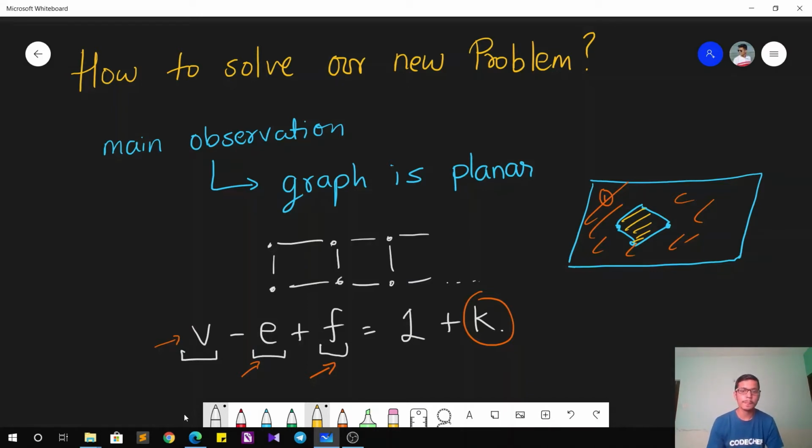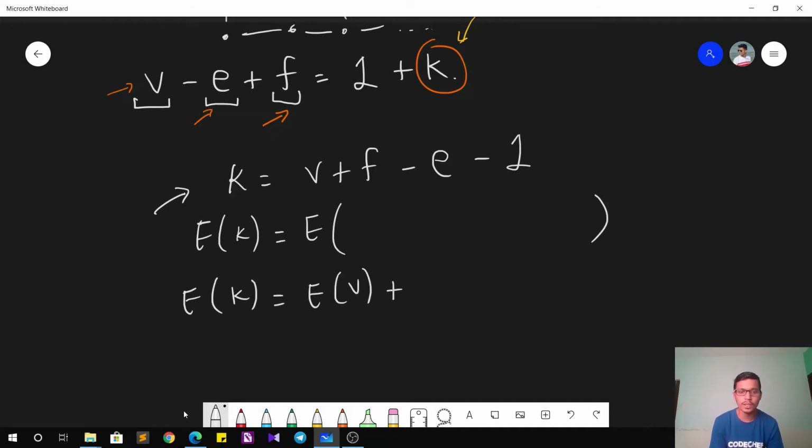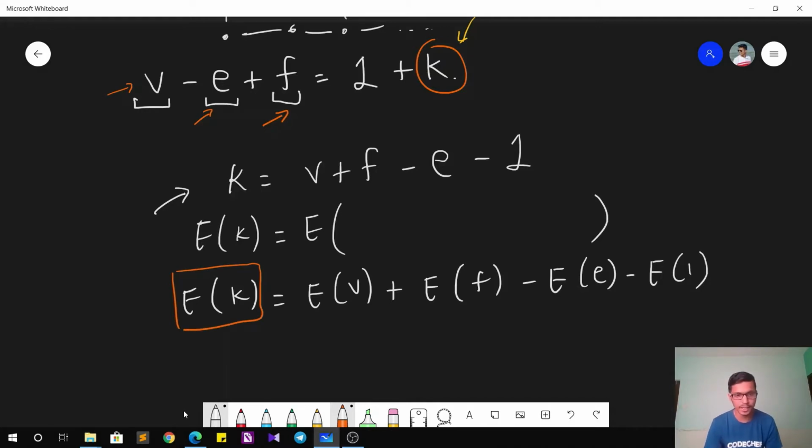So once we know this formula, what we have to find is the expected value of the number of connected components, right? So we can rearrange the terms to get this formula, and now coming back to our original problem, we have to find the expected value of K, and that is nothing but the expected value of the right hand side. Using linearity of expectation, we can split it: E of K, the expected value of the number of components, is nothing but E of V plus E of F minus E of E minus E of 1. So our question was to find the expected number of connected components in the undirected graph, but now our task is to find these four values, and once we have these four values, we can simply perform addition and subtraction operations on them to get our desired expectation value.